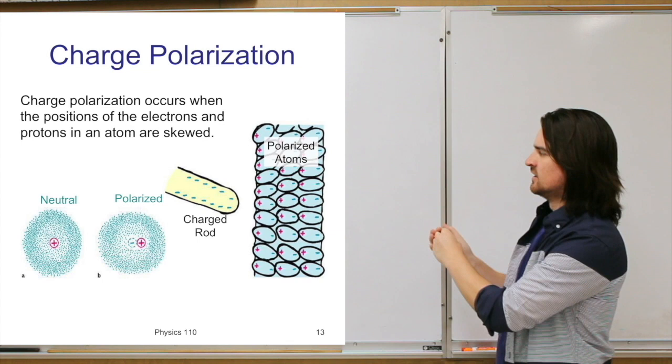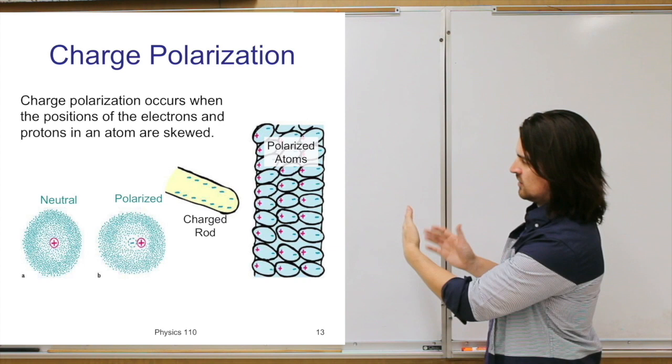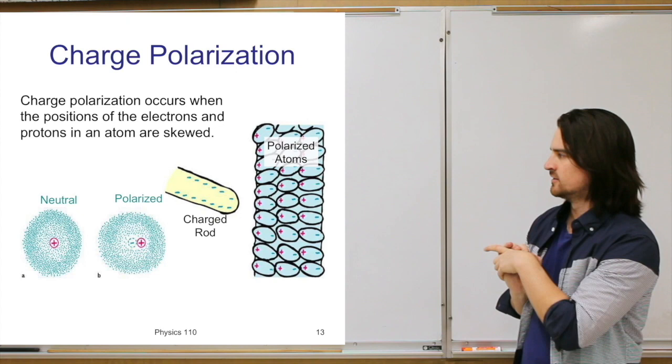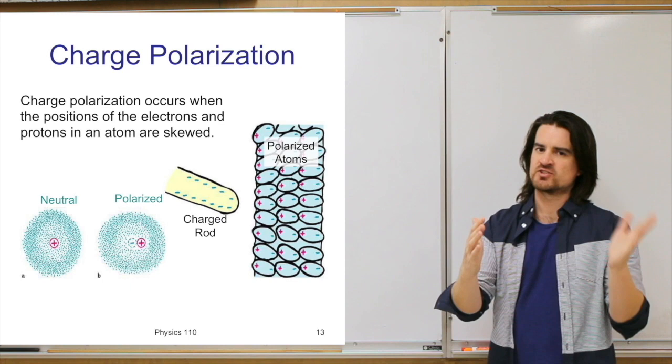But now if we bring a negatively charged object close to this material, all the positives want to start to pull a little bit towards that rod, and all the negatives get pushed a little bit away. So you end up with a material that we call polarized. Essentially, when it's polarized, that just means one side is now more positively charged and the other side is more negatively charged, even though the object itself is still neutral.